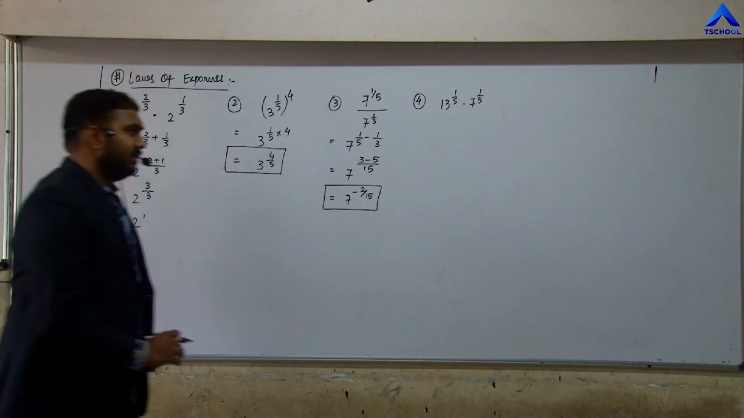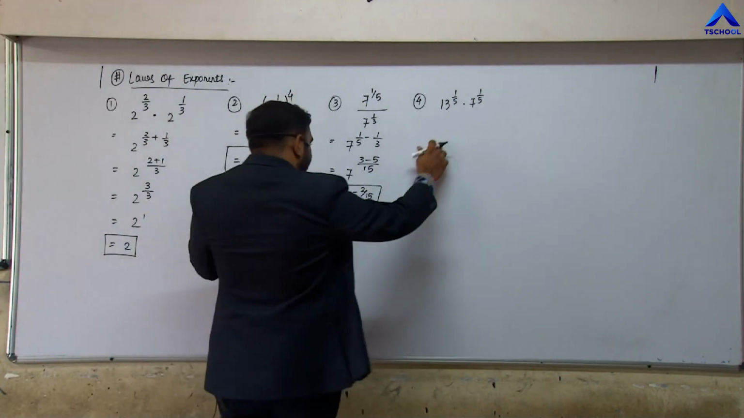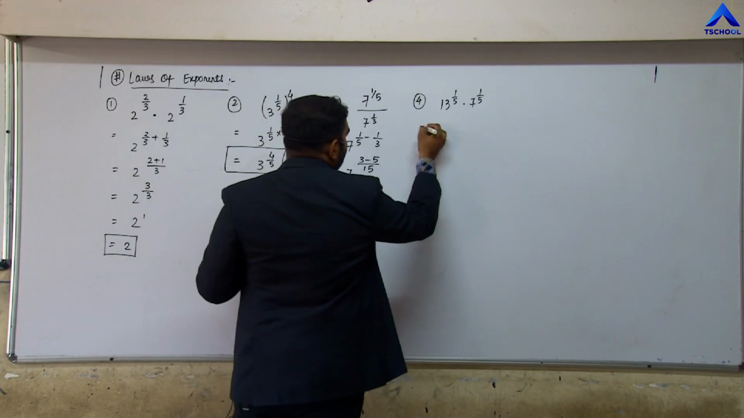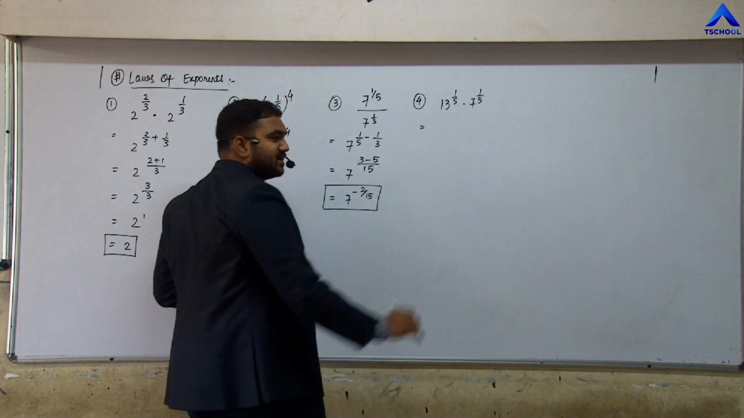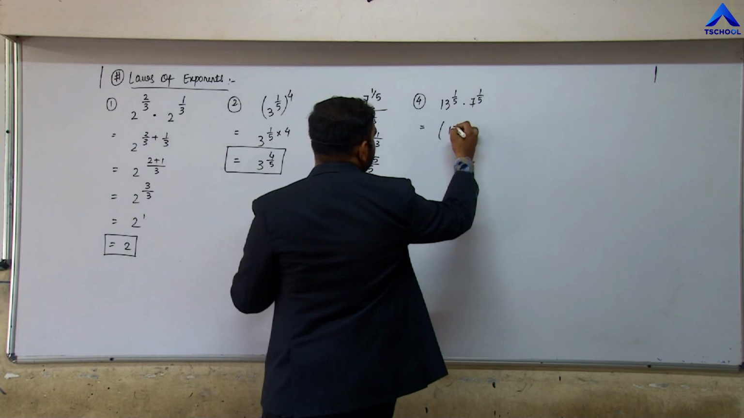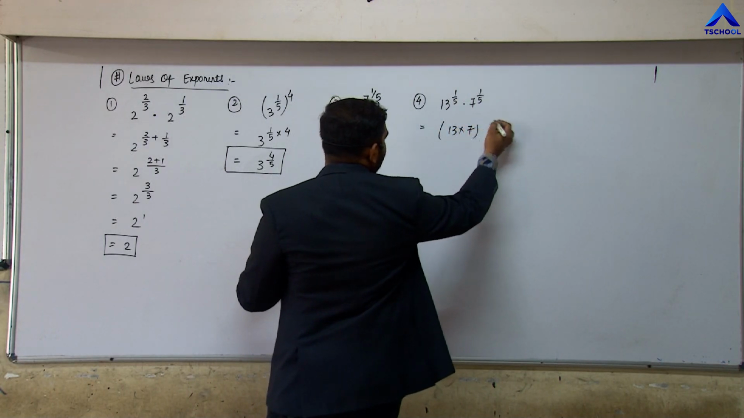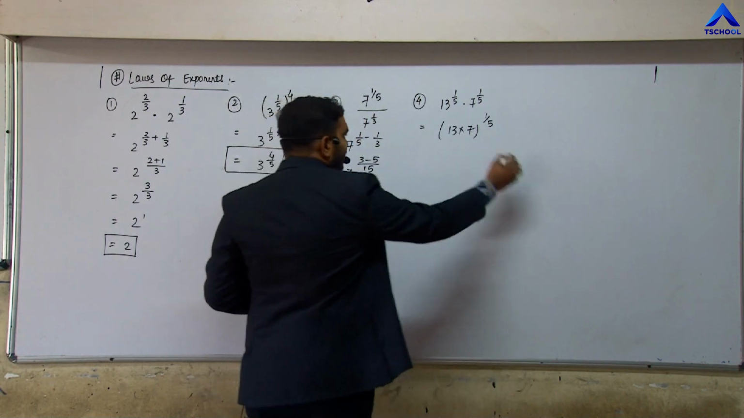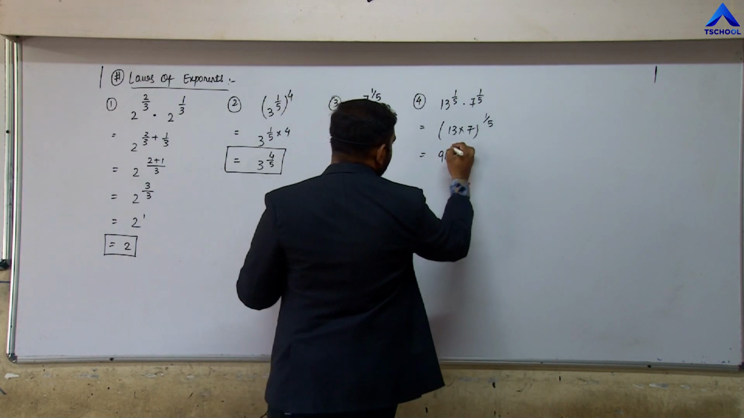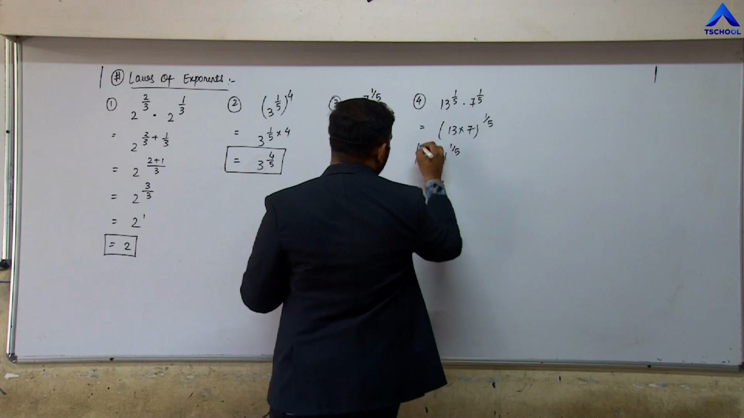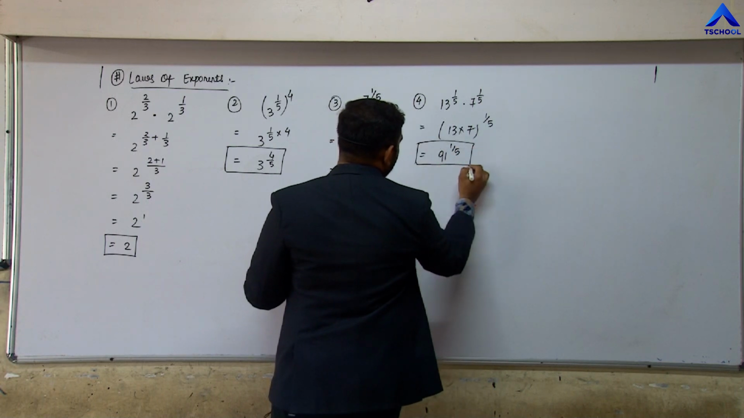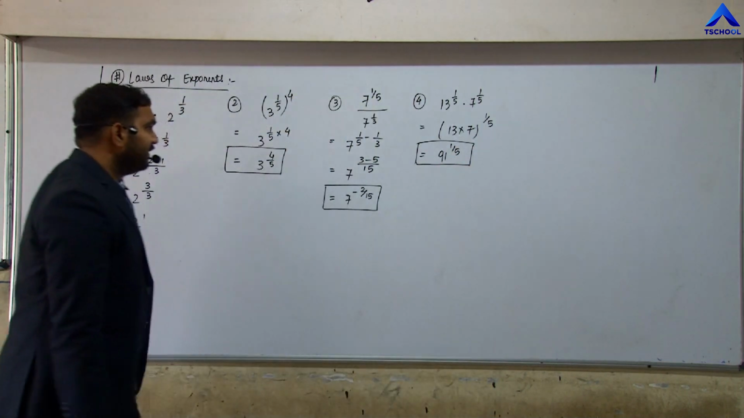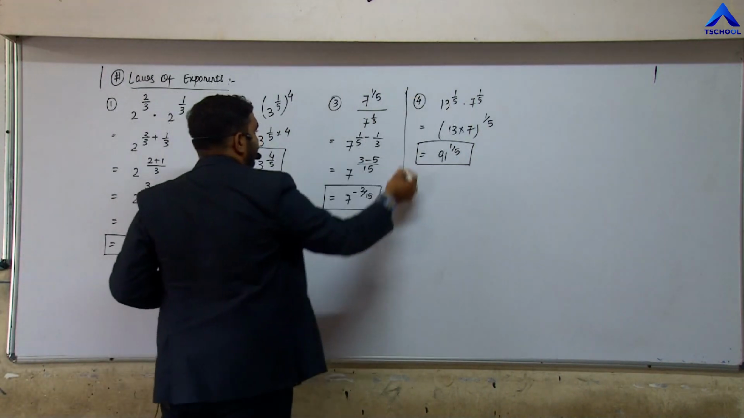See friends, here we are having the fourth law of exponent. Here the powers are same, the exponents are same, and the bases are different. That means 13 multiplied by 7 raised to 1 upon 5, and 13 into 7 you all know that is 91, so that is 91 raised to 1 upon 5, right? That is the answer of the fourth one.